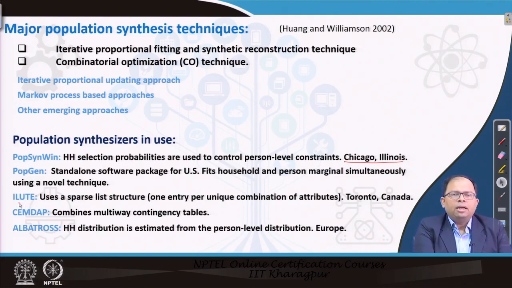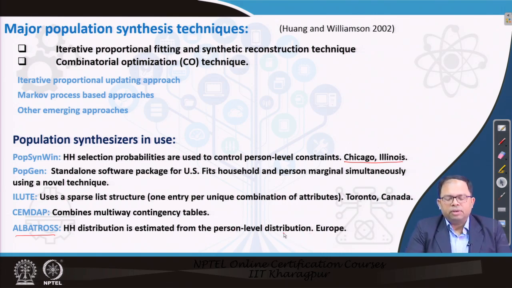Then there is iLUTE, a land use transportation model. Here a sparse list structure is used. I will explain what a sparse list is later on. It has one entry per unique combination of attributes, and this is used in Toronto, Canada. Then SAMDEP combines multi-way contingency tables, that means different tables could be combined over here. Albatross, which is used in Europe, is another land use transportation model that we have discussed earlier. Here household distribution is estimated from person level distribution. This is another method which uses different variants of iterative proportional fitting, and this also will be discussed in the next lecture.